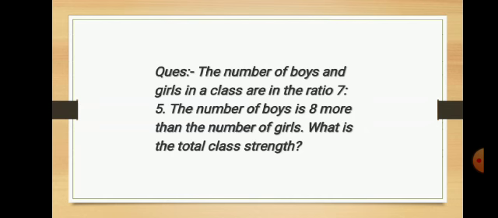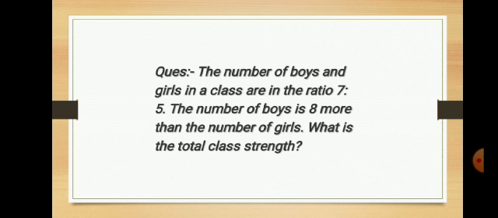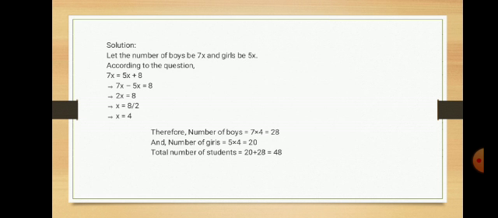So we let the number of boys be 7x and the number of girls be 5x. But according to the question, they said the number of boys, 7x, is equal to 8 more than the number of girls. So the equation will become 7x is equal to 8 plus 5x, that is 7x is equal to 5x plus 8. Now the variable will come on one side and the constant on the other side. So we will find the value of the variable, that is x.